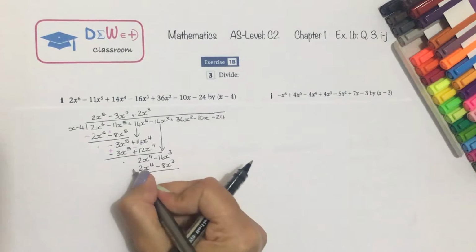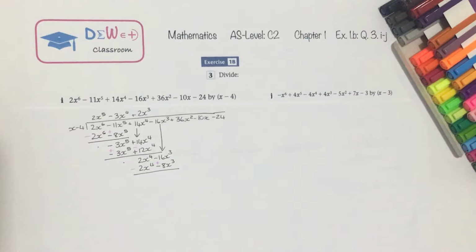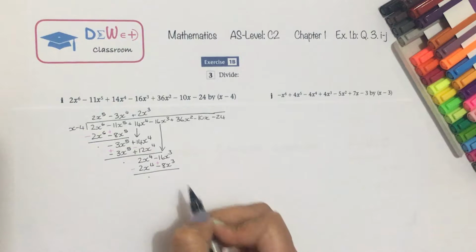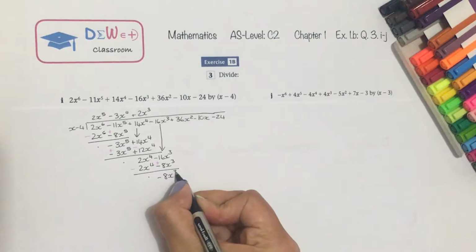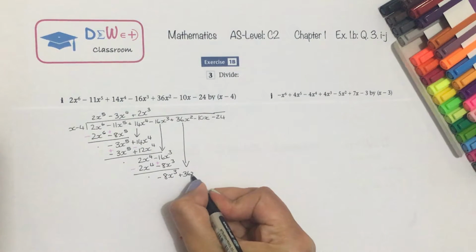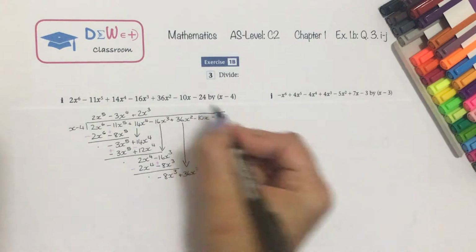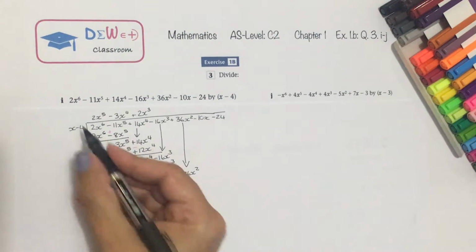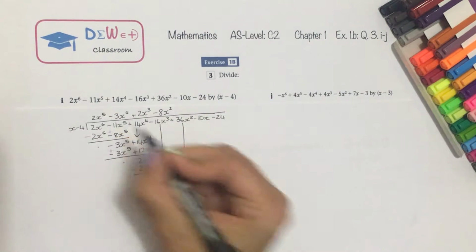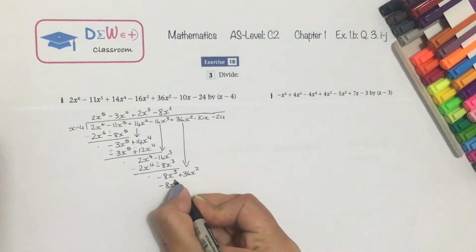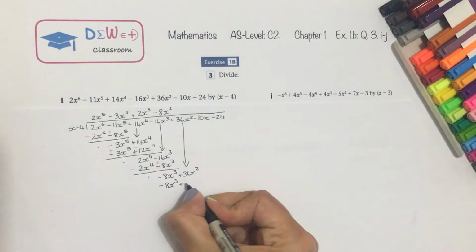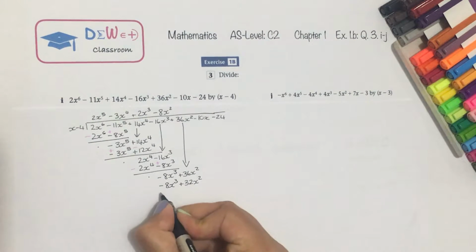And when we subtract, we need to change the signs. When we change the signs, we get 0 there. Minus 16x cubed plus 8x cubed is minus 8x cubed. We need to bring down the plus 36x squared, and we start the division process again. So minus 8x cubed divided by x is minus 8x squared. We multiply it back in to give us minus 8x cubed. Minus 8x squared times minus 8 is plus 32x squared.